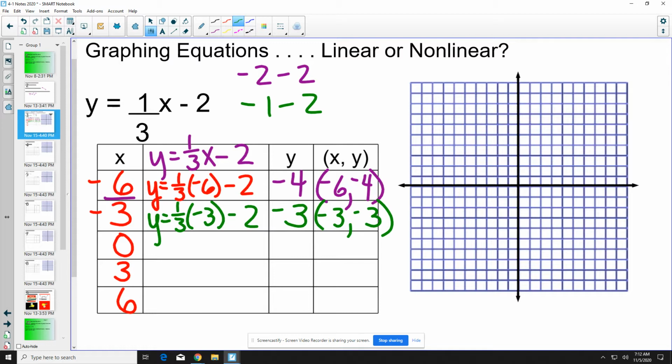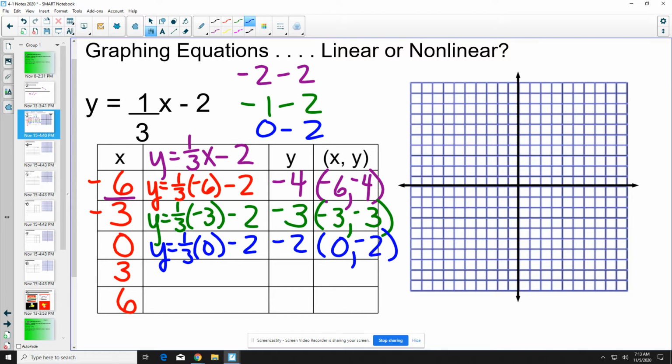All right, now we're going to put 0 in for x. So I'm going to write my same equation, but right here where the x is, I'm going to put 0. So write in your table y equals 1/3 times 0 minus 2. 1/3 times 0 is 0. 0 minus 2 would be -2. Right, so my next point is 0, -2. Right, now I'm going to put 3 in for x.